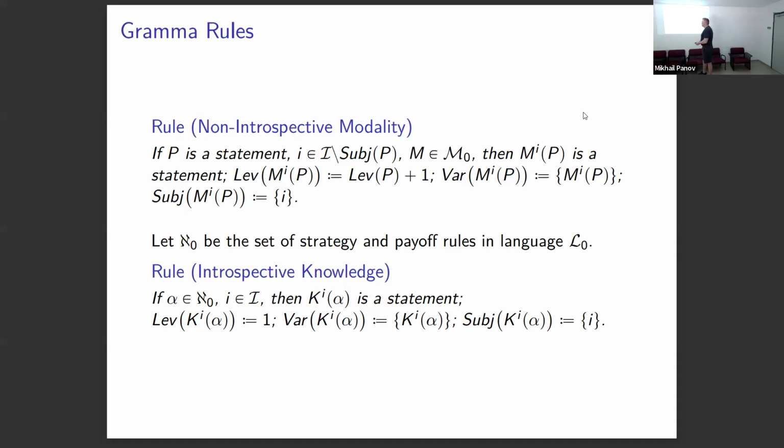Okay, so now basically the rule is that, look, non-introspectively I can apply modality. If I have a statement of which I'm not the subject, I can apply any modality and say, okay, I believe this. And what happens is just that the level of the statement goes up by 1. So the level is basically how many modalities. The variable itself is a statement. This is going to be called an epistemic statement, the one which has this form. The epistemic statement itself is a variable. And the subject is myself. I believe that you do something, the subject is only myself, not you. The only one to which I can apply knowledge introspectively is the rules of the game, a set of statements which I call Omega 0.